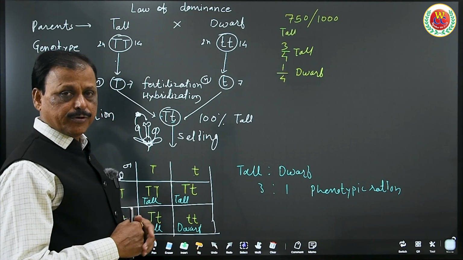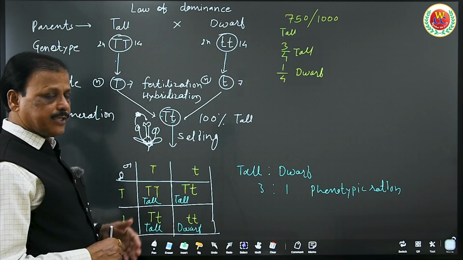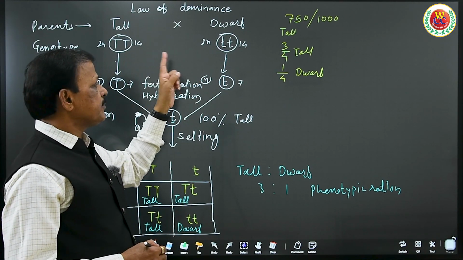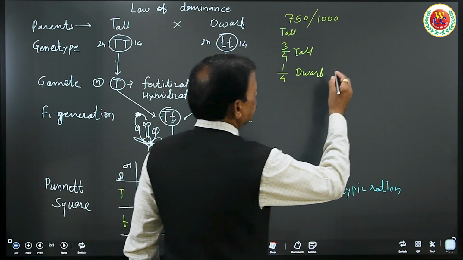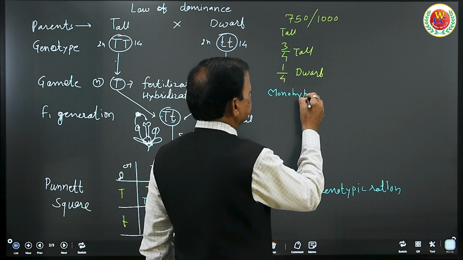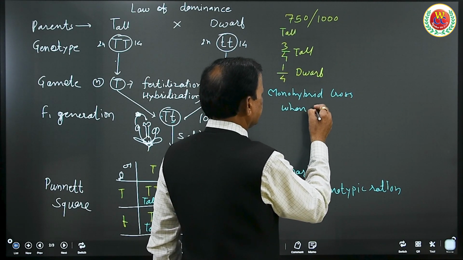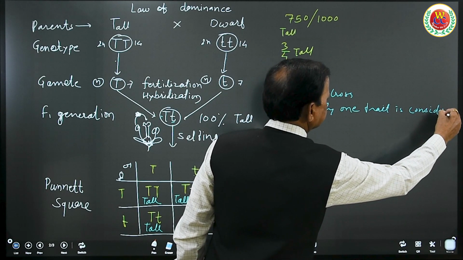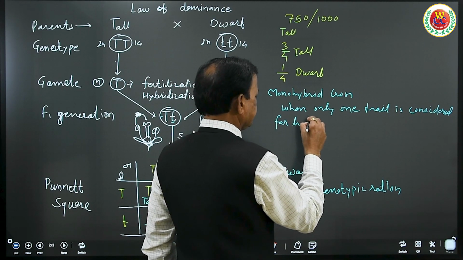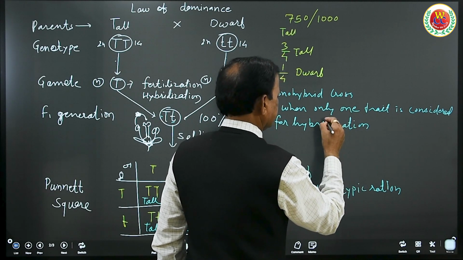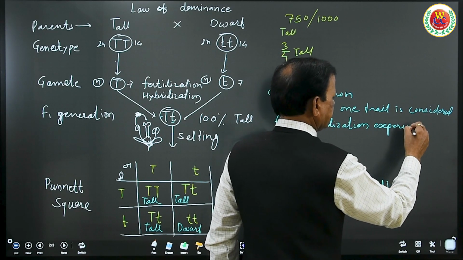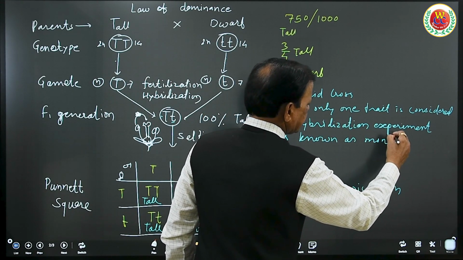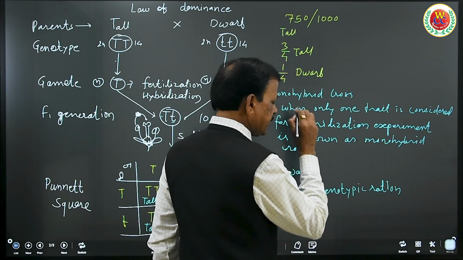A question can be asked in the board exam: what is the law of dominance, explain it with a suitable example or with a specific cross. It can also be asked: what is a monohybrid cross, explain it. What is a monohybrid cross? When only one trait is considered for the hybridization experiment, that cross is known as a monohybrid cross. And yes, with the help of this monohybrid cross, he could explain the law of dominance.